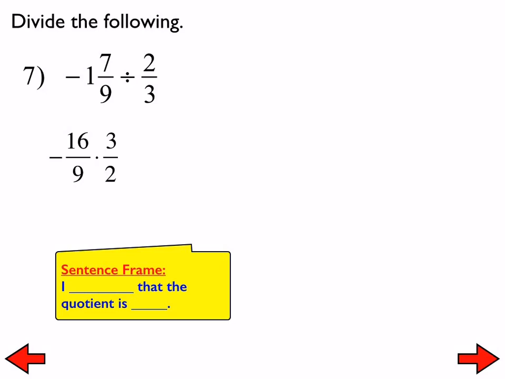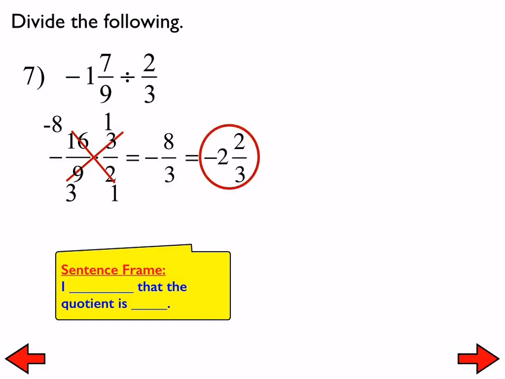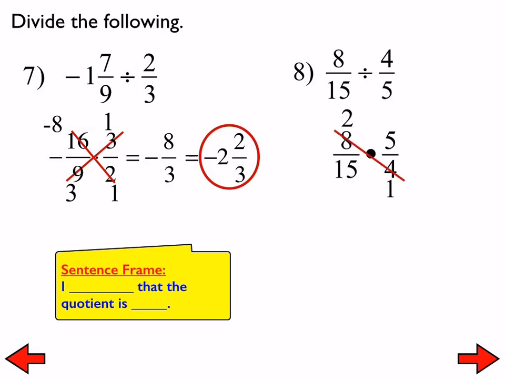I did a couple of things at once there. Do some cross dividing here. 3 goes into both of those numbers, and then 2 goes into the other 2 numbers. And we get -2 2/3 as the quotient. Number 8. 8/15 divided by 4/5 is equivalent to 8/15 times 5/4. Do some cross dividing. Multiply straight across, so the quotient is 2/3.